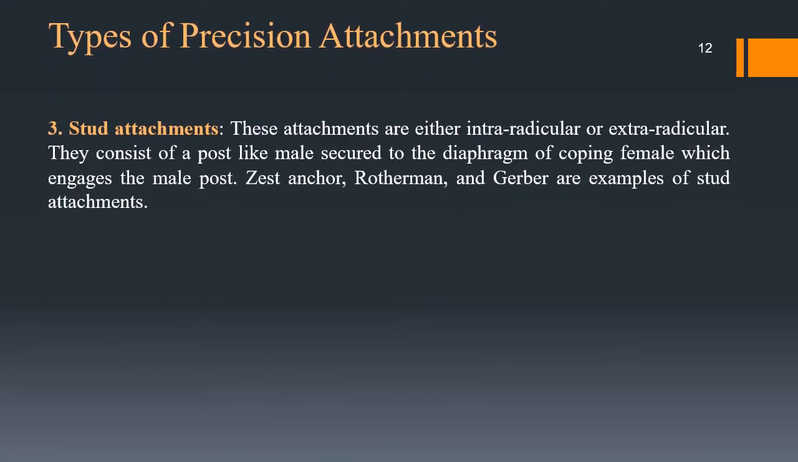The stud attachments are the third type, and these are either intraradicular or extraradicular, meaning they are situated either in the root of the tooth or outside the root. They consist of a post-like male secured to the diaphragm of a coping female, which engages the male post. We have the Zest Anchor, the Rotherman and the Gerber as examples of this type of attachments.